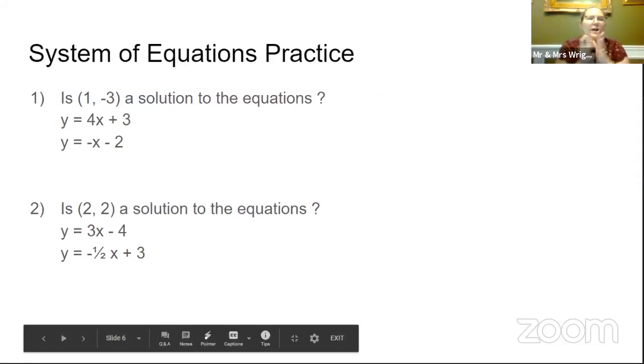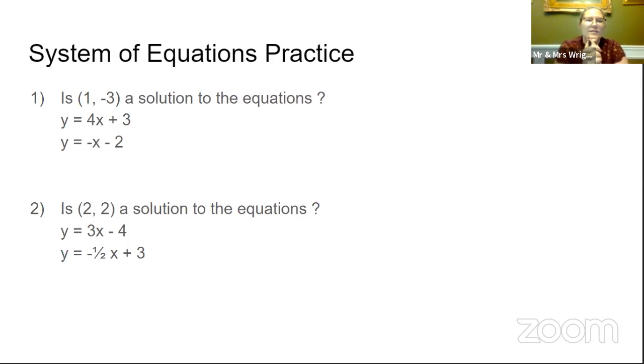All right, so I've got 2 more slides here for you to practice. The first is system of equations practice. Figure out if this is a solution to the equations. And remember, that's how you checked your solution in the past when we had to solve the system of equations, and we graphed them and saw where they intersected. How do we check our answer? That's what you're going to do here. Go ahead and pause the video and come on back.